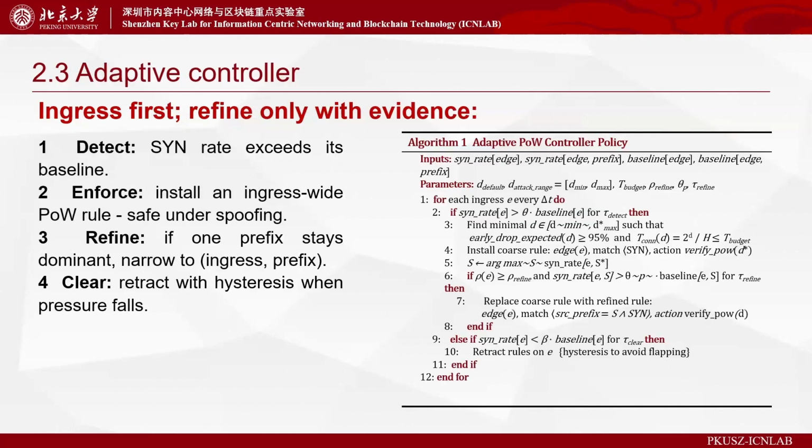The controller follows an ingress-first, prefix-refined policy. It maintains a baseline for every ingress and source prefix. When the ingress SYN rate stays above the threshold, the controller chooses the smallest difficulty that achieves the desired early drop rate while respecting a legitimate client time budget.